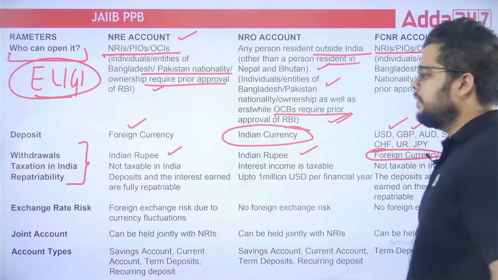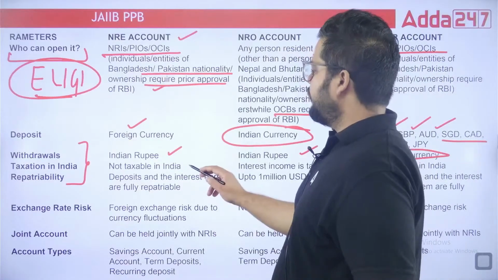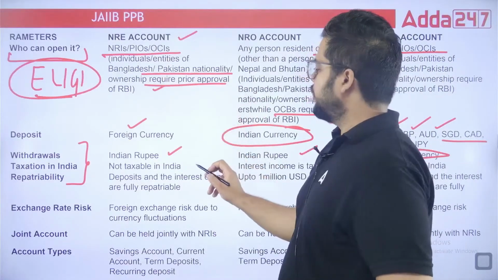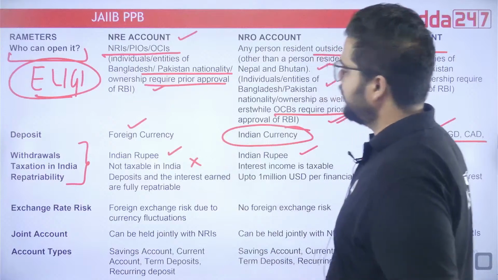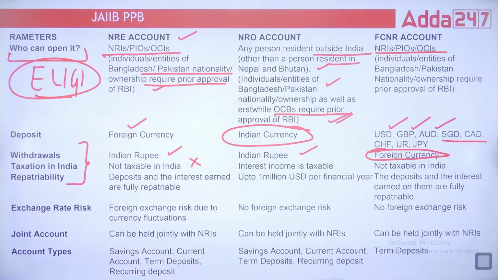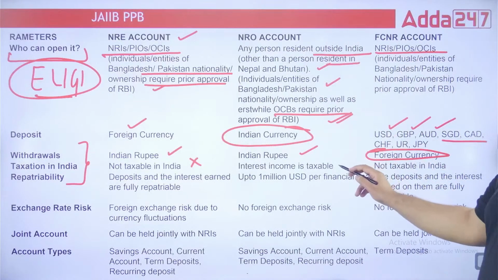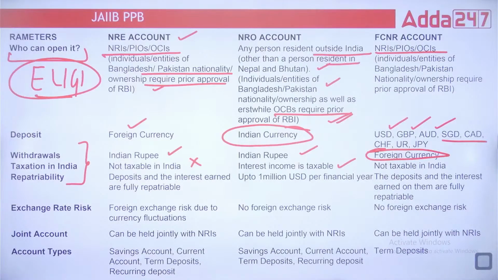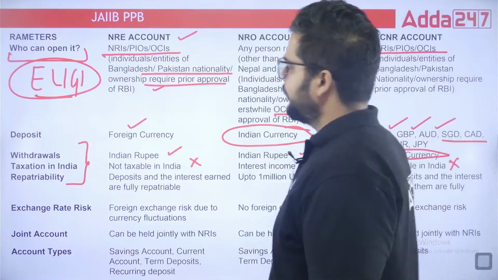Next, the taxation in India. When we talk about the NRE account, so it is not taxable in the country. Interest income is taxable, which is there in the NRO account. And when we talk about the FCNR account, again, not at all taxable in your country. So whatever denominations are there, they are free from tax.